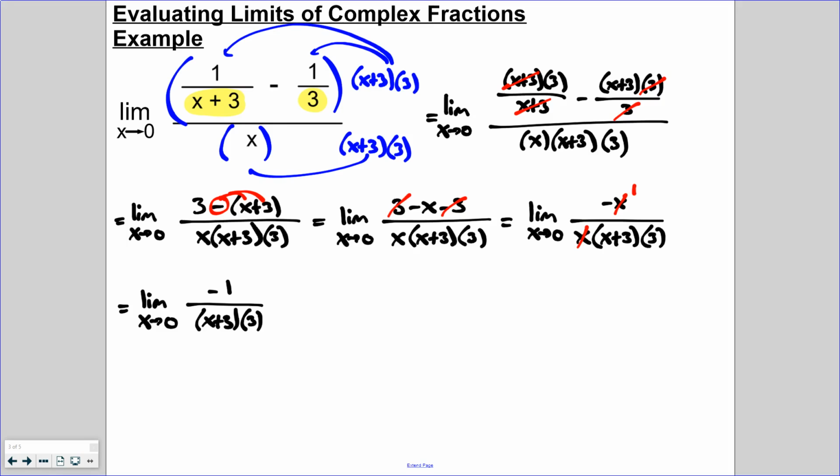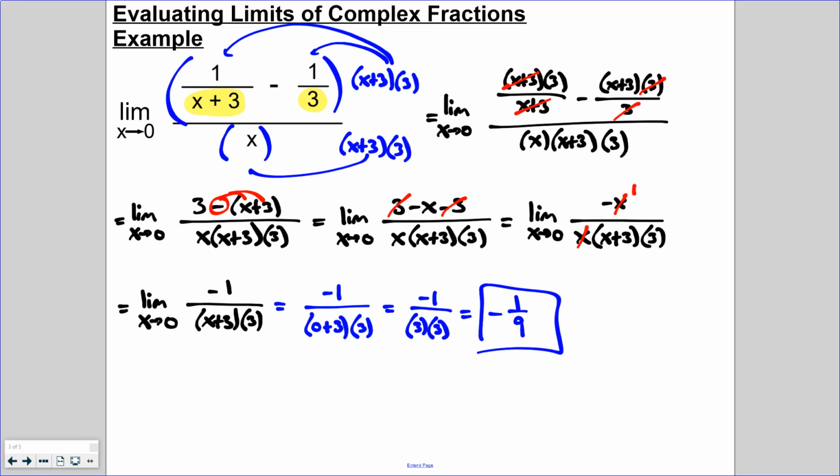And now, since we have successfully factored and we have successfully canceled, we can now try direct substitution again, which means we don't have to write the limit anymore. And we can just substitute in the 0 for the x value, so 0 plus 3 times 3, which is going to be negative 1 over 3 times 3, or negative 1/9 as our answer. So, a whole lot of challenging algebra here, but the direct substitution part at the end, it's the only calculus part, is not that difficult.